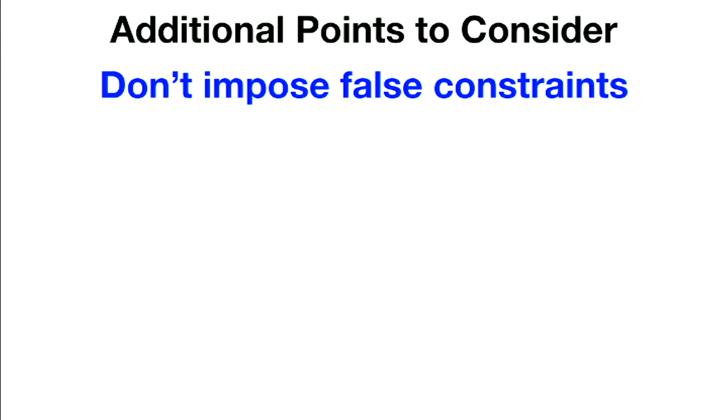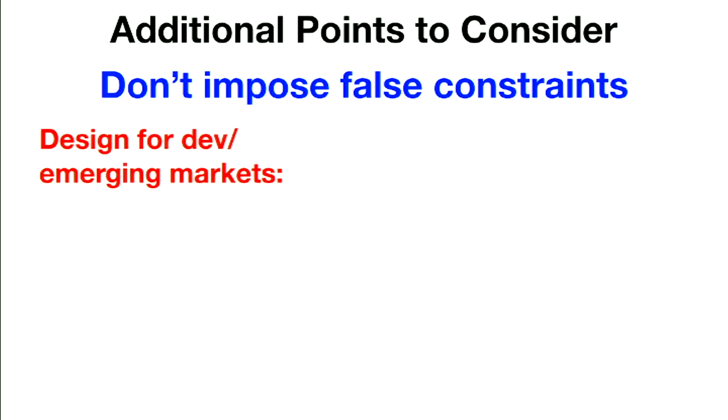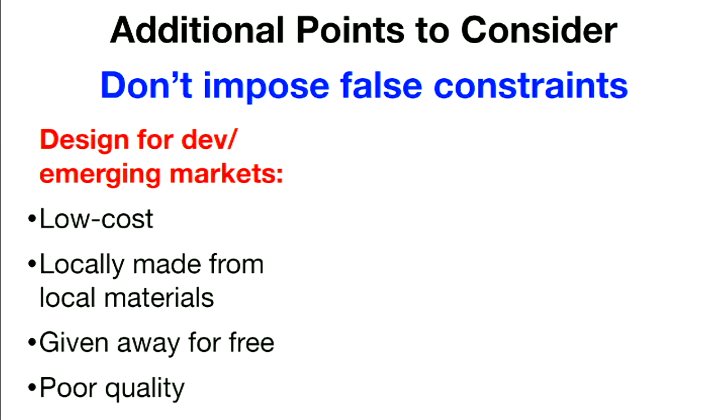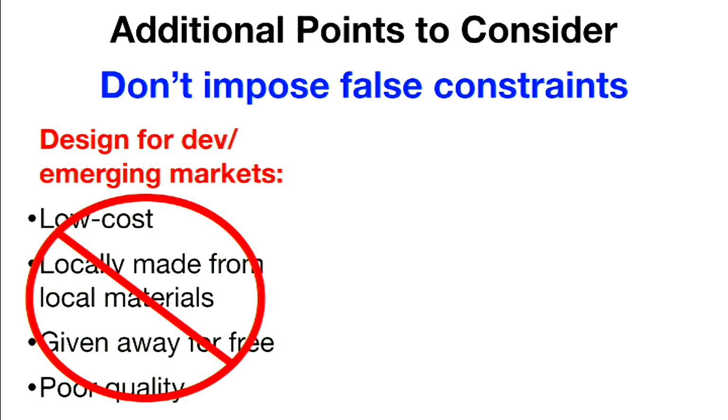Another important point is to be very careful not to impose false constraints on your design. A lot of those that I see when designing for developing or emerging markets are things like, oh, it has to be low cost. It has to be made from locally available materials. It has to be given away for free. It has to be of substandard quality of what you and I would buy. All of that's bogus, right? It all depends on the conditions of the market and the actual design requirements you're trying to satisfy. So don't tie yourself into those.